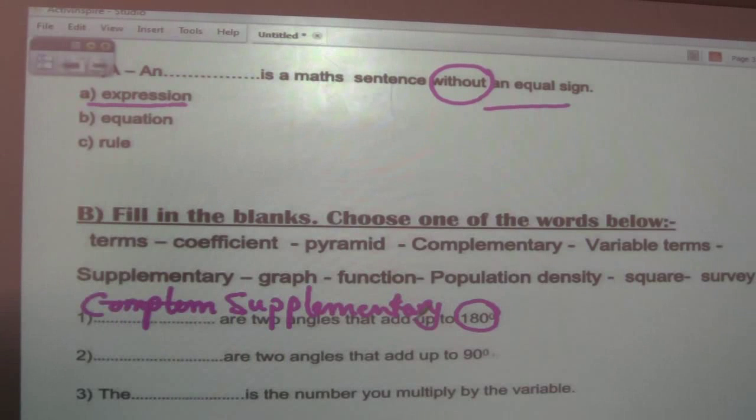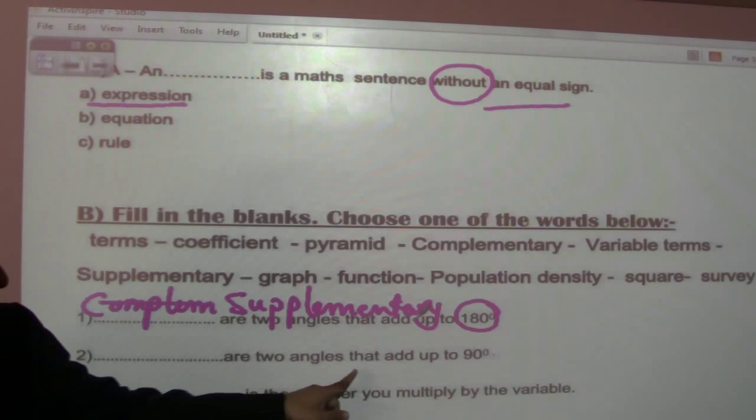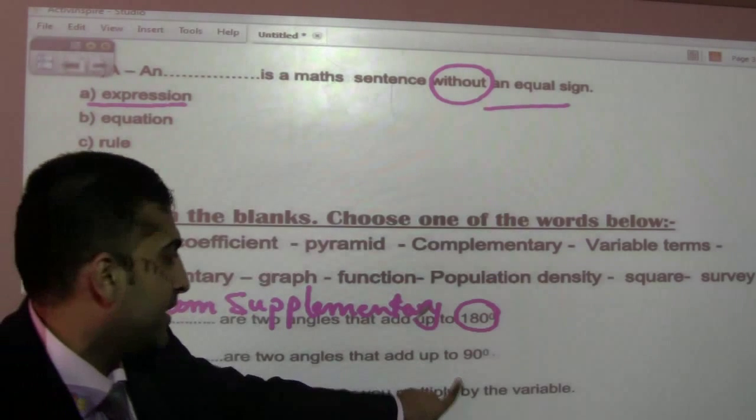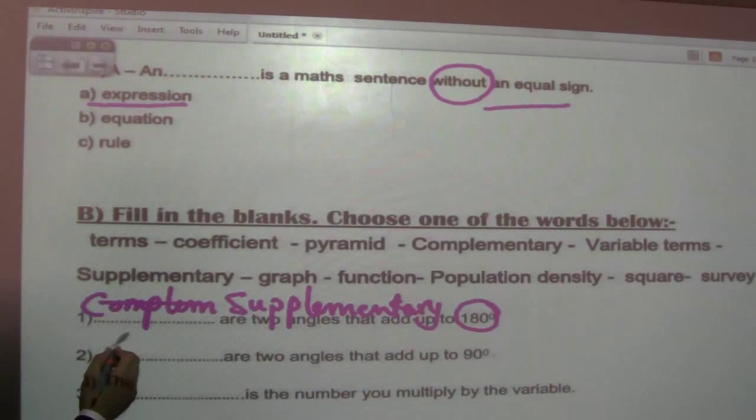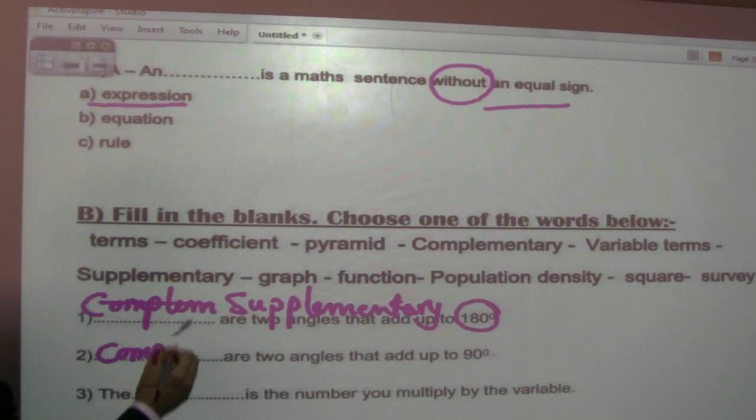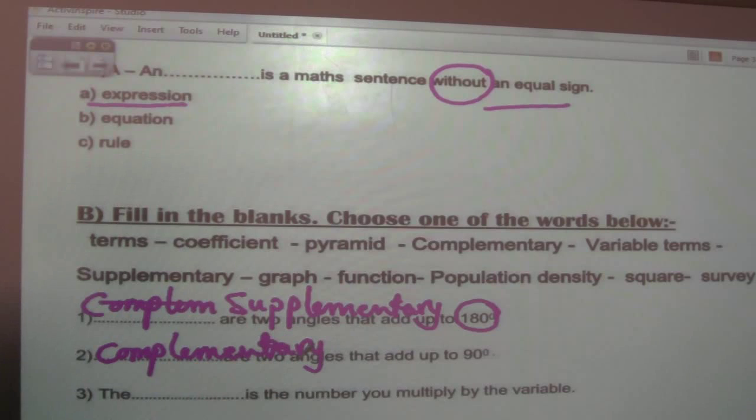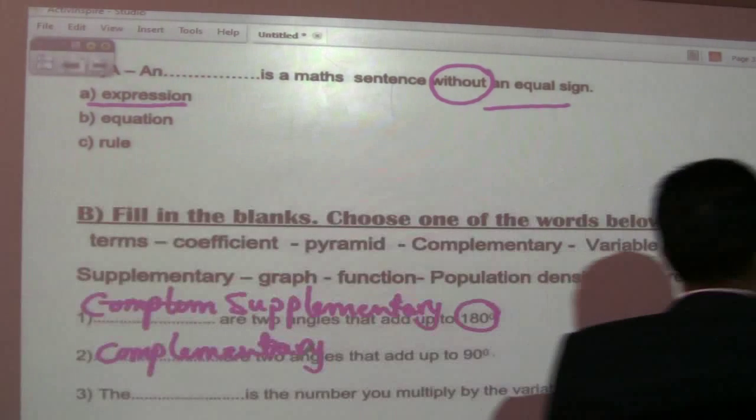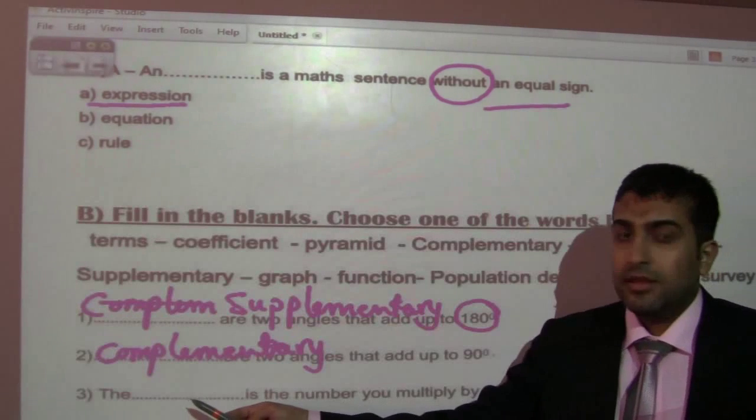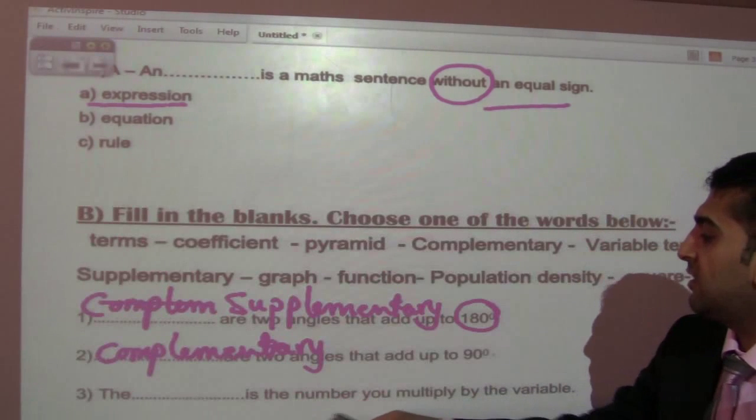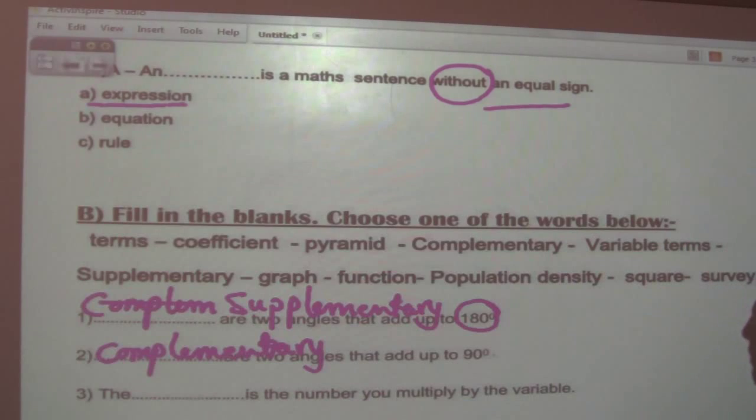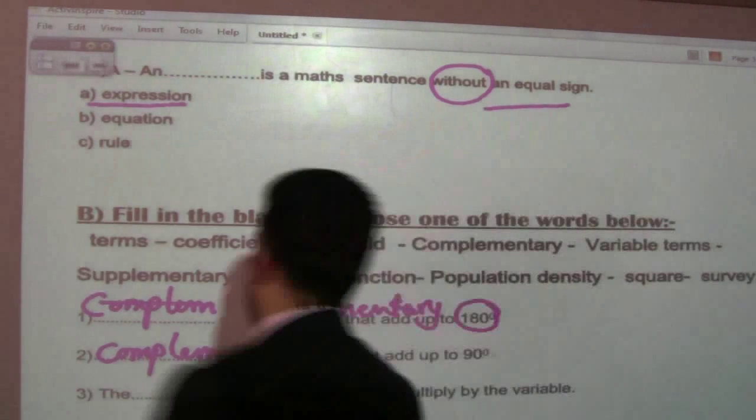Supplementary angles. What about question number 2? Are two angles that add up to 90? It's complementary. Yes, it's right now. Number 3. That space is the number you multiply by the variable. It's coefficient.